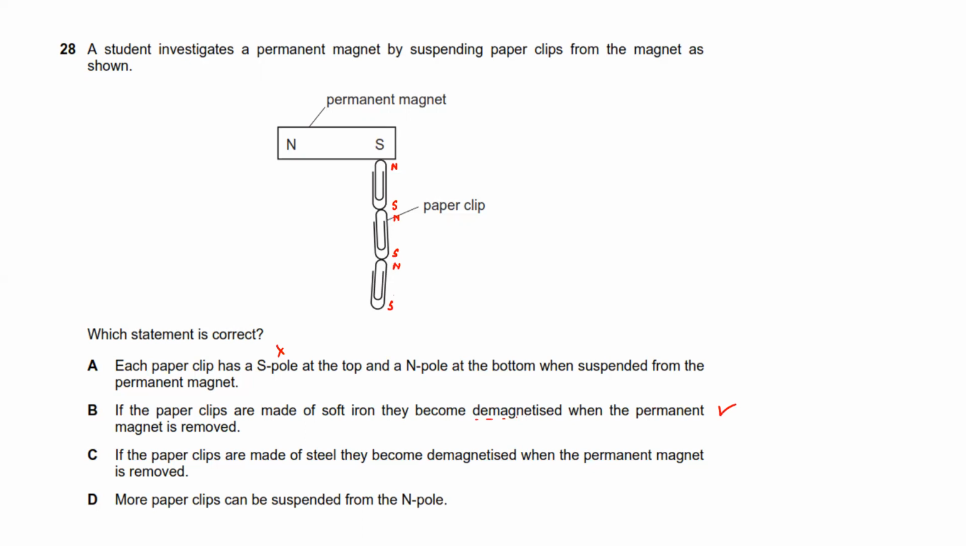Then part D says paper clips are made of steel, they become demagnetized. No, for steel they become magnetized. This is not the case. More paper clips will be separated from the north pole. Now that is not the case. So answer B is the best choice we have.